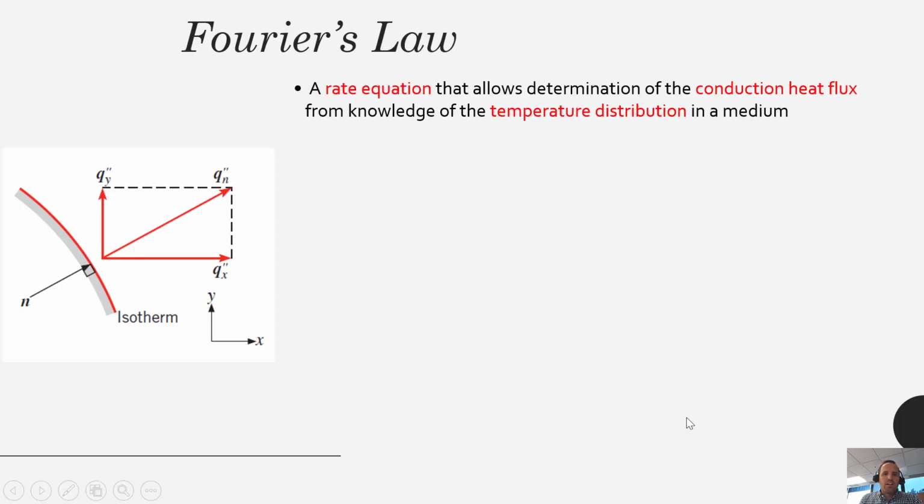So Fourier's law is a rate equation that allows us to determine the conductive heat flux if we know the temperature distribution in a medium. Knowing the temperature distribution, you've also heard me refer to this as a temperature profile, is basically just saying we know something about how temperature changes with space over some solid.